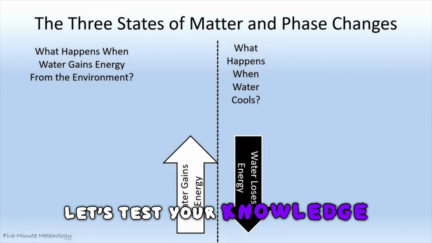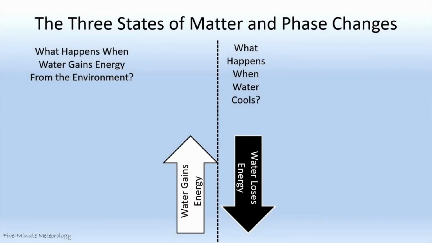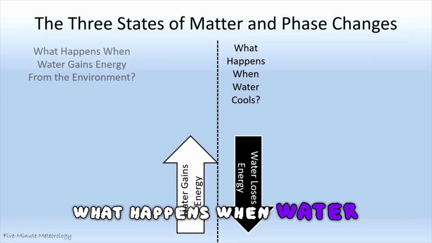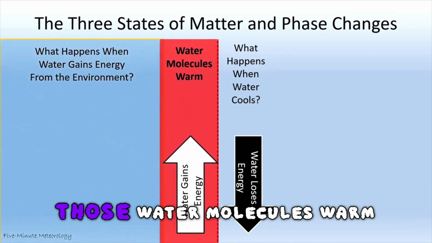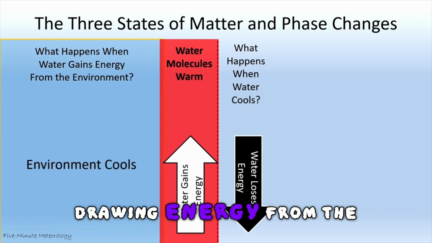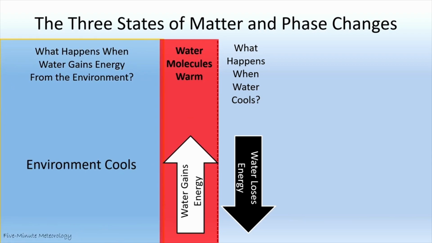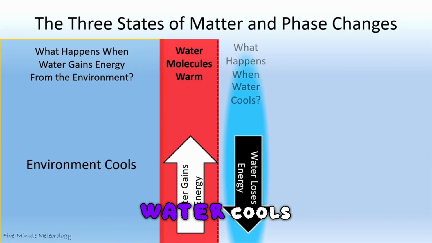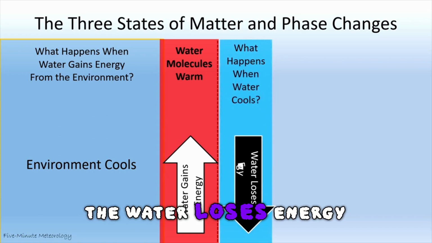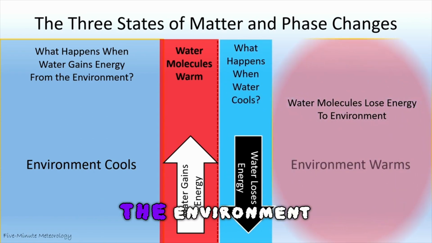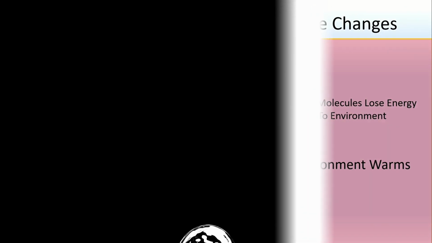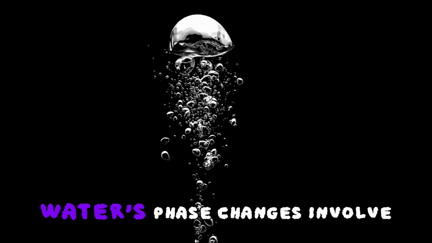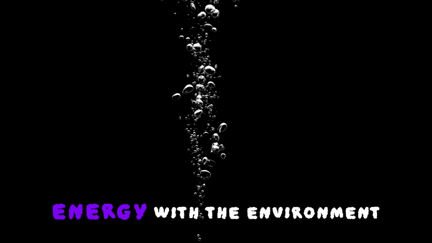Let's test your knowledge of water's phase changes and their effects. What happens when water gains energy from the environment? As the water gains energy, those water molecules warm, drawing energy from the environment, which cools. And what happens when water cools? The water loses energy to the environment, which causes the environment to warm. To wrap things up, water's phase changes involve an exchange of heat energy with the environment.